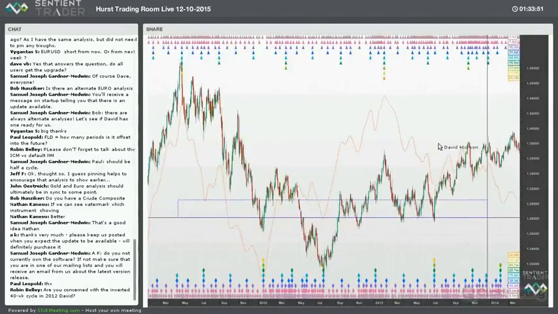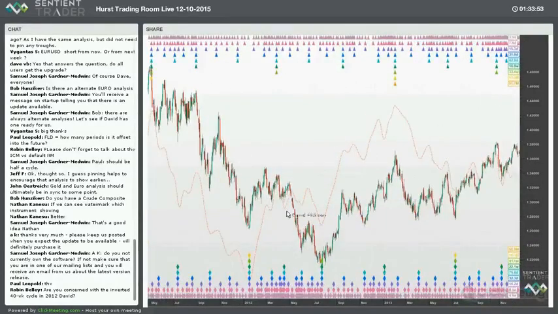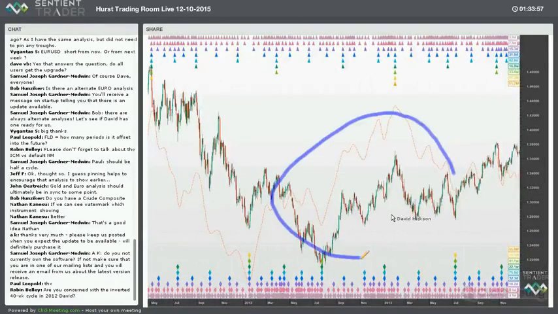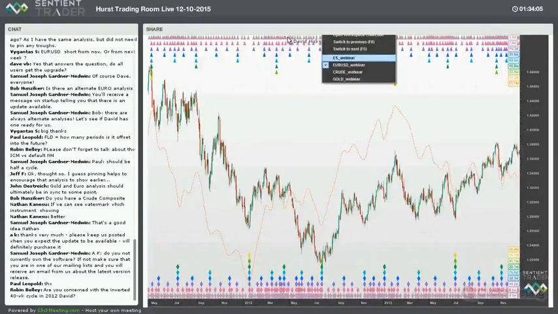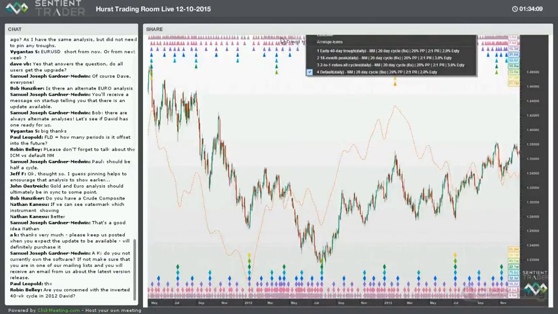Here is that same period. Notice how the composite line and the price action diverge fairly strongly there. That's because of the inverted cycle there. Yes, and if you take a look at the analysis I did of the euro to US dollar, let me find it for you quickly.